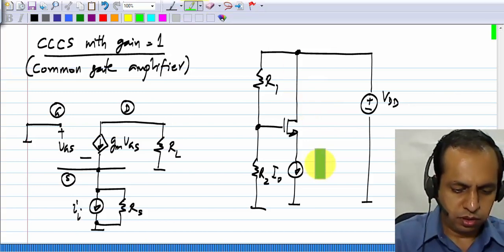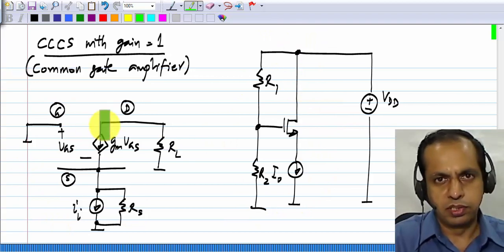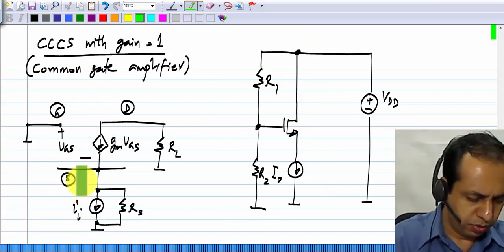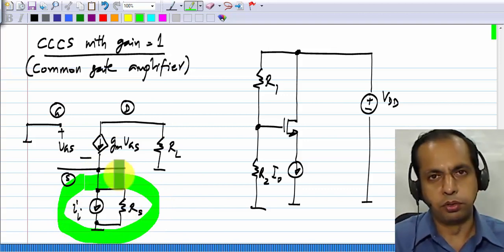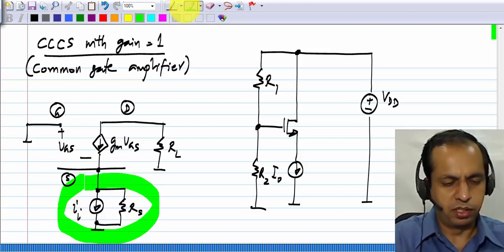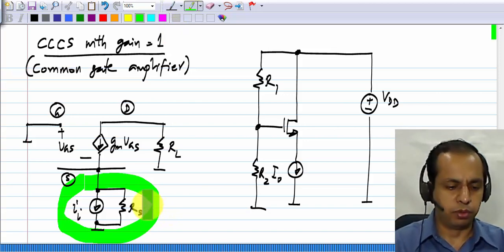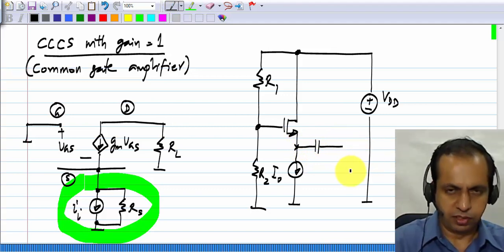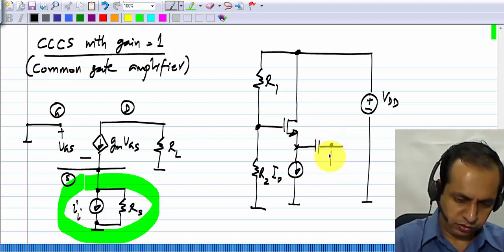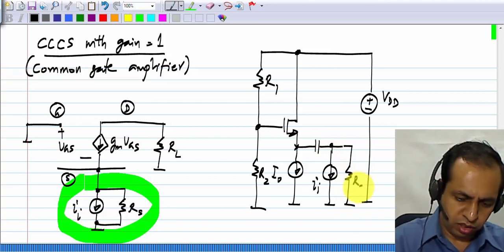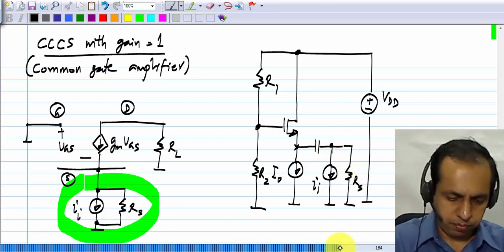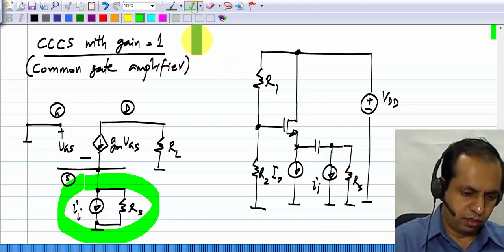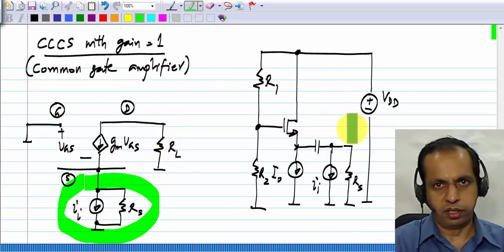Now, to this biasing picture, we have to combine this signal picture. So first of all, the input is connected to the source, and we'll assume as usual that the signal frequency is above a certain value. It doesn't include DC, so we can couple it through a capacitor. We'll assume that it is connected like this. And then the load has to be connected between drain and ground.